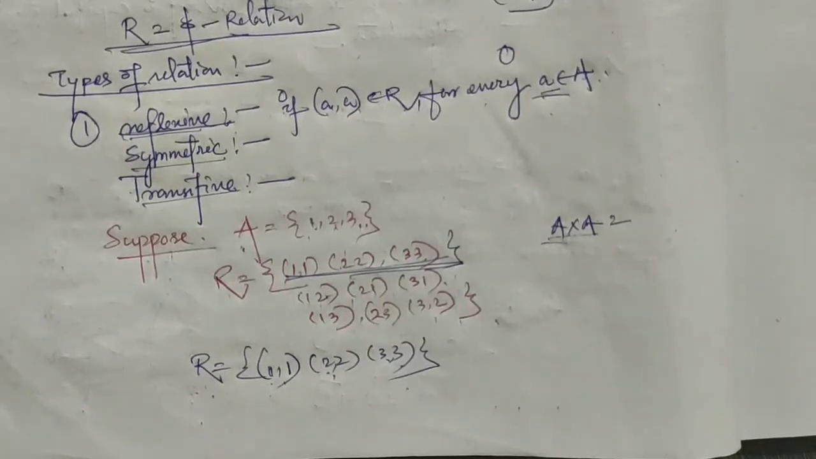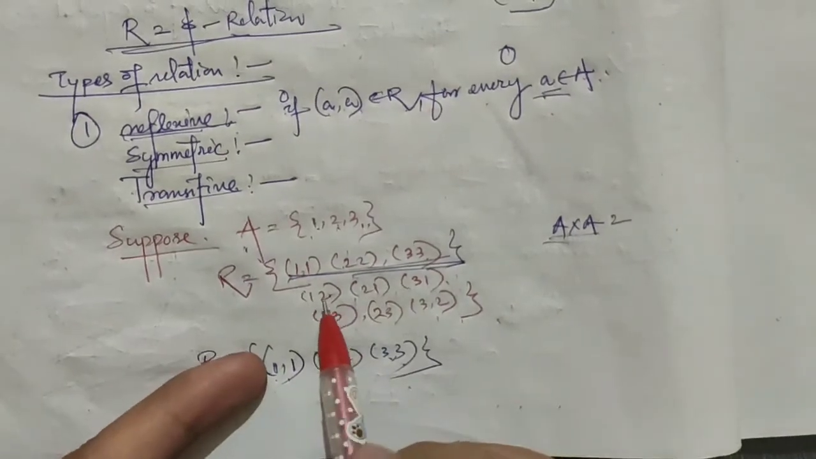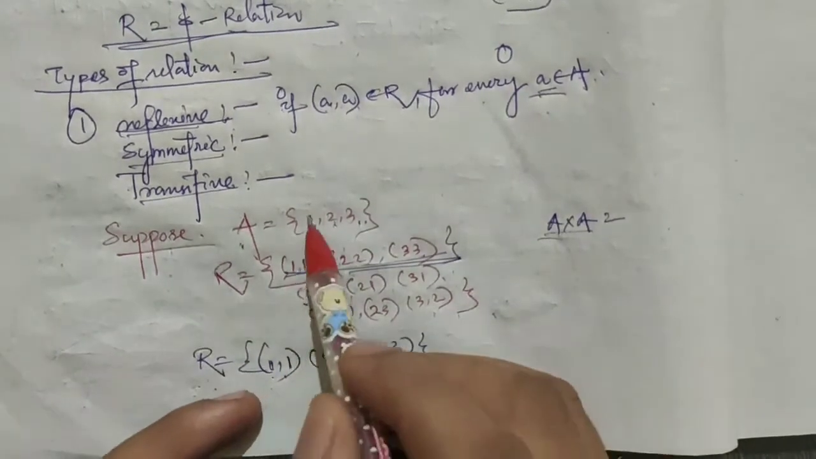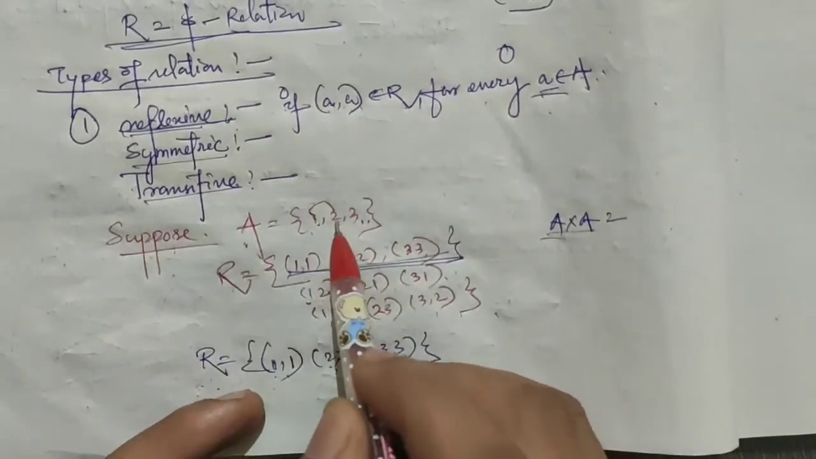Okay, I believe that you have understood this one. Now I will go for the symmetric part. What is a symmetric relationship? If you are related with your friend, it means your friend is related with you. Okay? If you are related with your father, it means the father has a relationship with you. That is the symmetric relationship. It means here 1 is related with 2, then 2 must have a relationship with 1.